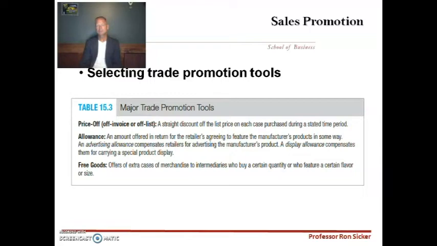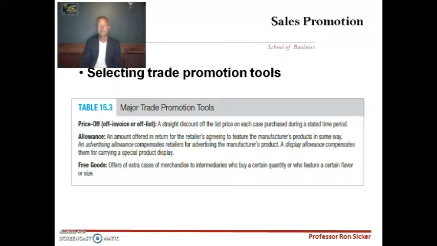So trade promotions oftentimes are B2B. You've got, again, price off or allowances. So a manufacturer, Kraft macaroni and cheese might give a price off to Wegmans to incentivize to sell that product through. Allowances would be they offer an amount if in fact you sell so much. So if you sell 20, we're going to give you a discount on those 20. If you sell 40, we'll give you a bigger discount on the 40 that you sold.